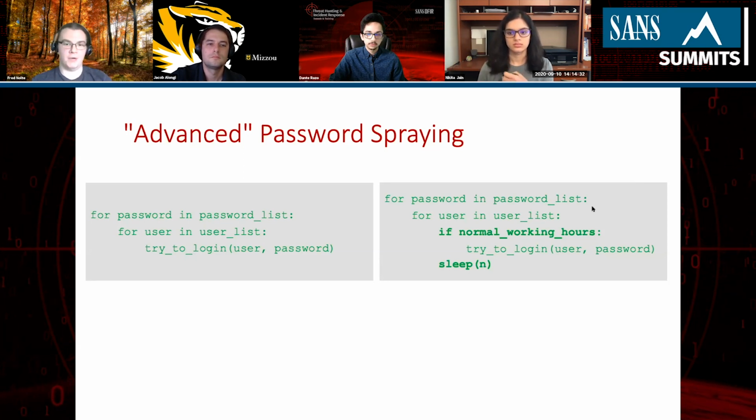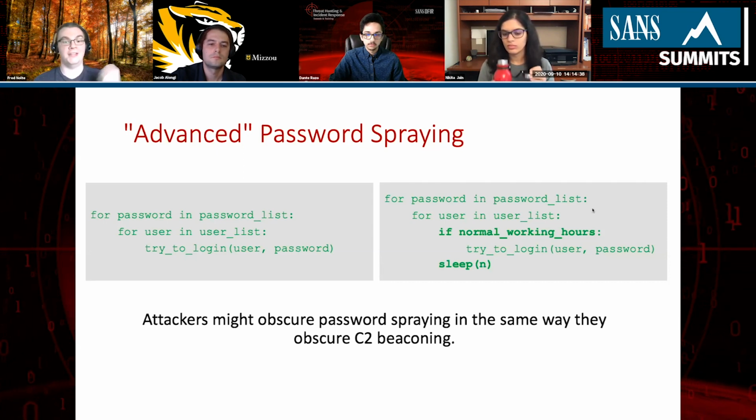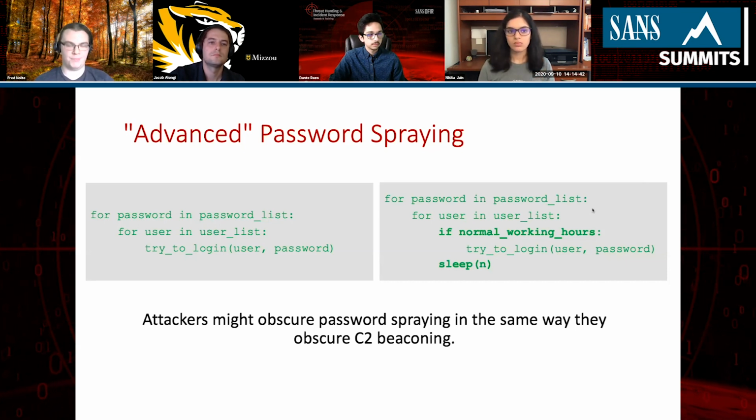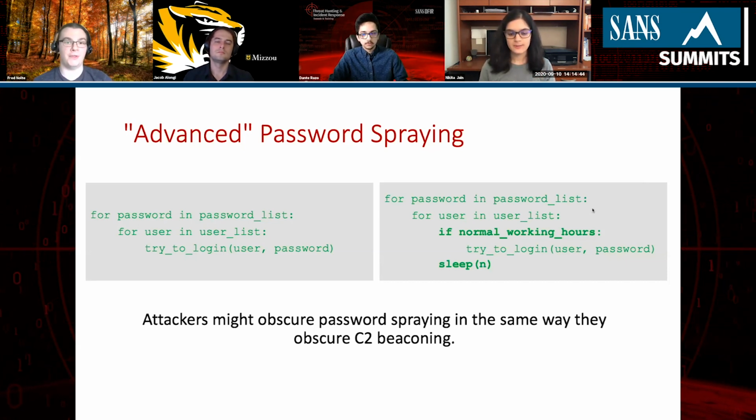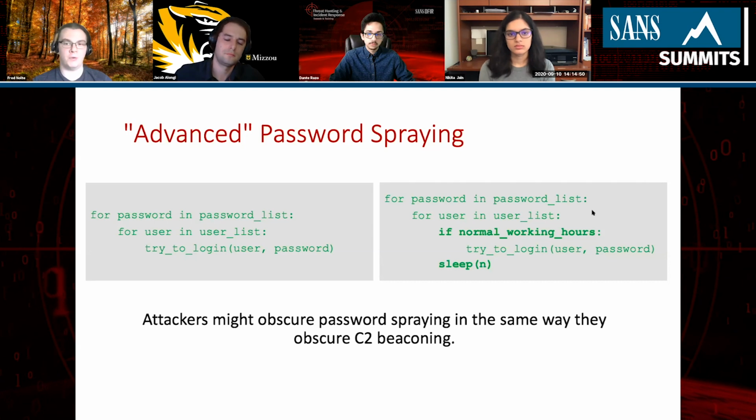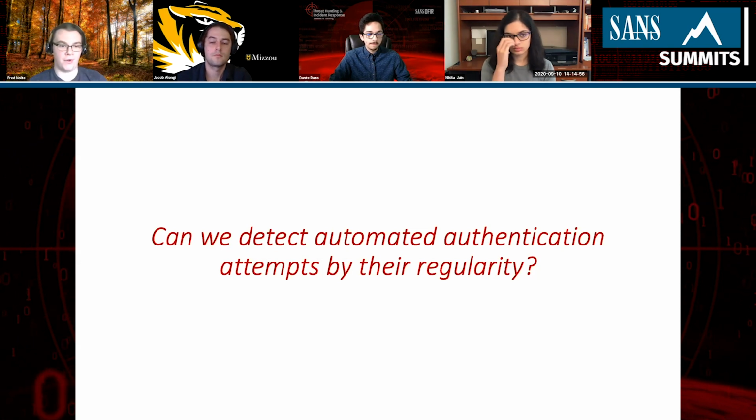And this is kind of what got us thinking. Attackers are going to use the same techniques that they use in obscuring their C2 beaconing to potentially obscure their password sprays, right? Smart attackers are going to know that there are intervals in how their scripts are running, and they're going to try and obscure those intervals. So this led us to the ultimate question that spawned this use case and this talk: can we detect automated authentication attempts by their regularity?